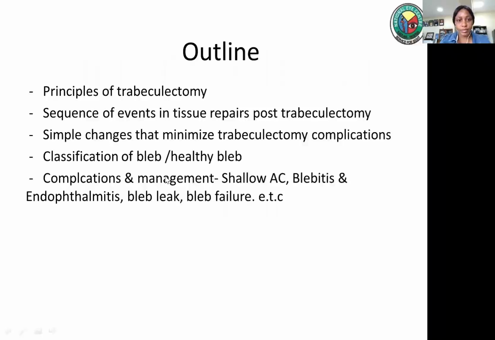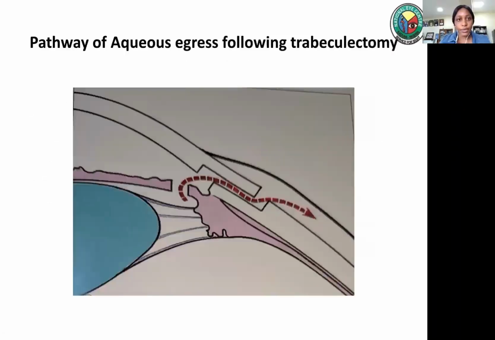I'll first take the principles of trabeculectomy, sequence of events related to tissue repair after trabeculectomy, simple things that one can do to minimize having complications from trabeculectomy, its classification, and then I'll take the common complications. We know that there are so many of them, but I'll take the common ones and we'll talk on how to manage them. Now, we know that trabeculectomy is a gold standard for glaucoma surgeries.